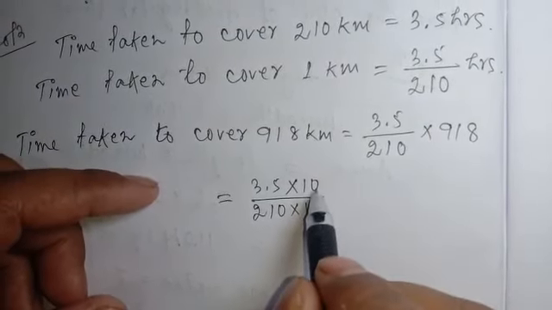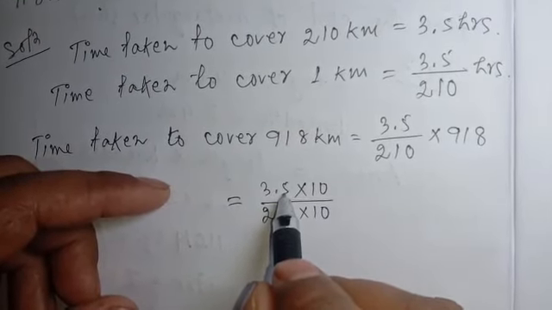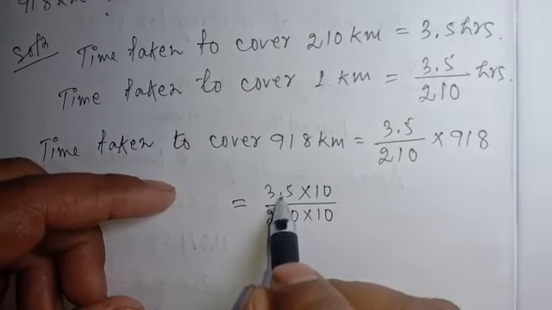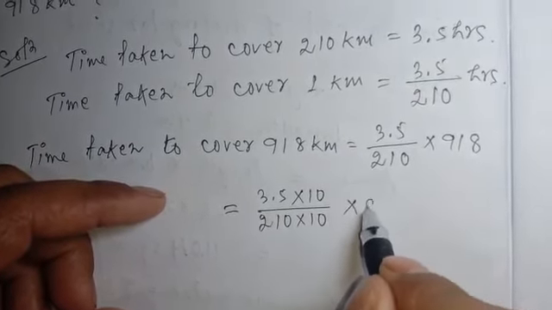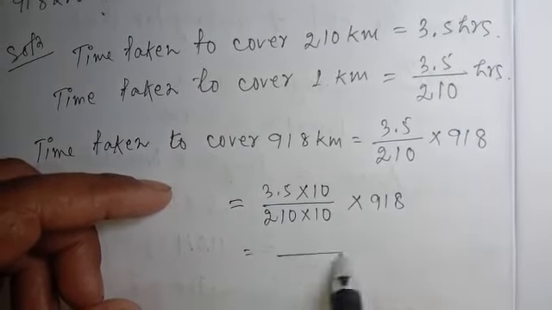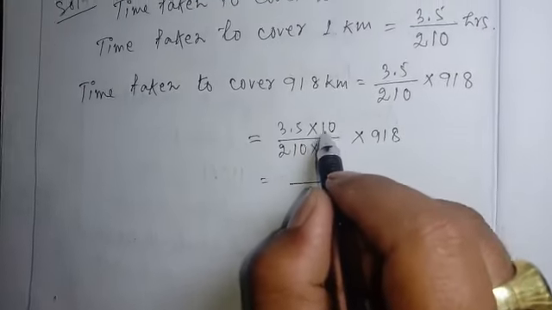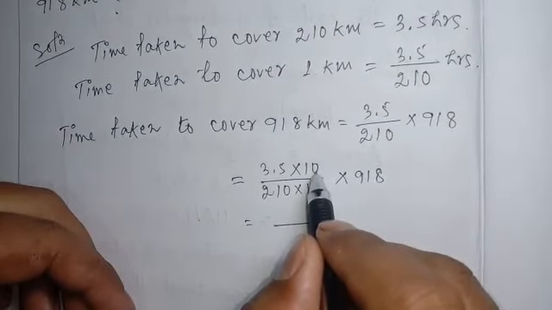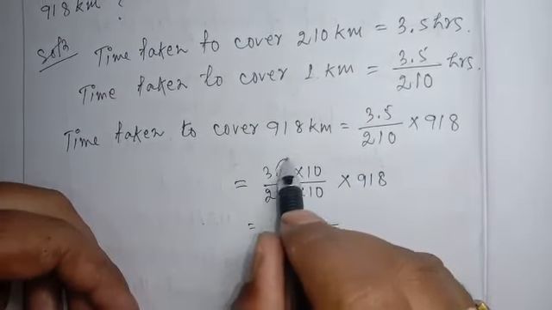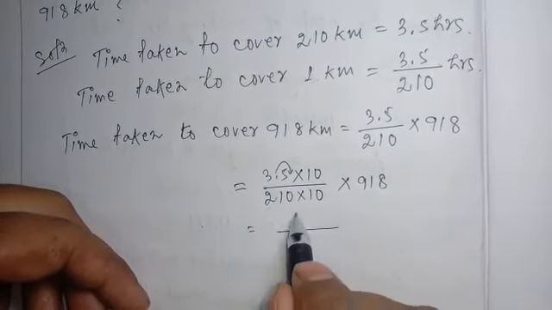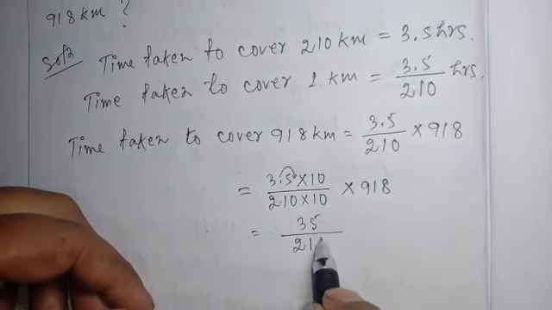Why do we multiply with 10? Because after the decimal point it has only one digit, so you multiply with 10. If it has two digits, multiply with 100, like that. Then when we multiply with 10, 10 has one zero, this decimal point will move one place to the right, then it will become 35 by 2100.